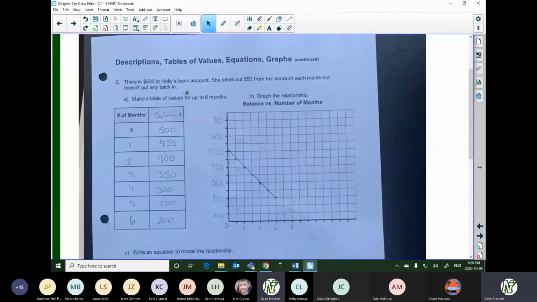Next one. 500 in Holly's bank account. She takes out 50 each month. Number of months, 0 all the way up to 6. It says right here. We start with 500. Down 50, down 50, down 50, down 50, down 50, down 50. She keeps spending $50 a month without putting anything back in.